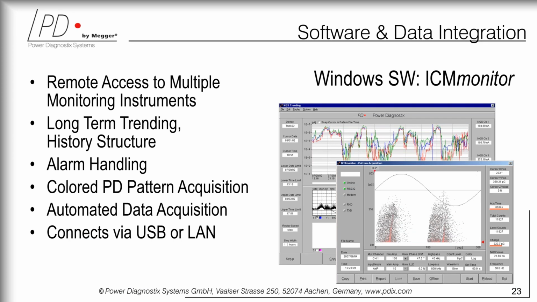We can see the long-term trending, both in time domain, but also via the phi-q diagram. Of course, the pattern acquisition is done in a colored fashion. To the device, it's possible to connect locally via USB or, of course, with a LAN. The LAN can be ported at long distance, or we can use even local computers to actually process information, and then you can export screens at a distance. So all this is possible.